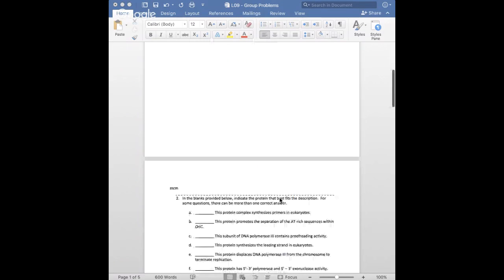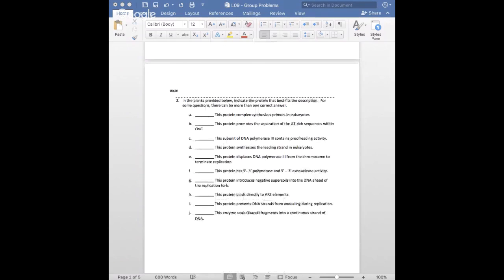And in question 2, fill in the blanks. So this protein complex synthesizes primers in eukaryotes, and this is going to be the DNA polymerase alpha. And then this protein promotes the separation of the AT-rich sequences within ORC. This is going to be the DnaA.